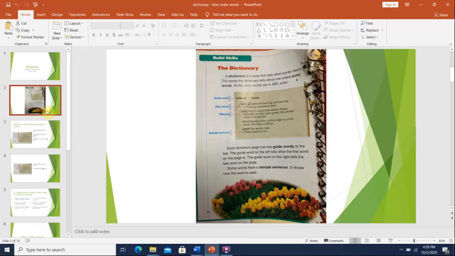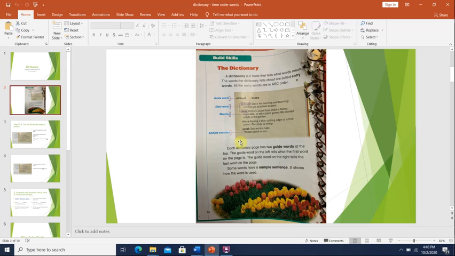The words the dictionary tells about are called entry words. All the entry words are in ABC order. What does that mean? Again, a dictionary is a book that tells you what words mean. Here on page 24, we have one dictionary page, and it has the meaning of words. The words that we will know the meaning of are called entry words, and the entry words are listed in ABC order.